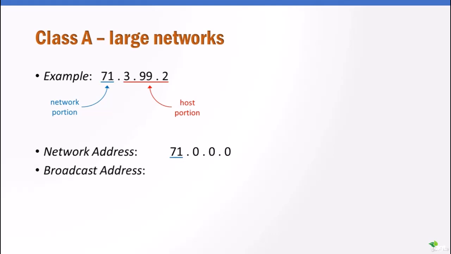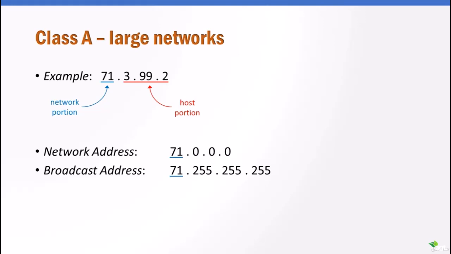Now, how do we determine the broadcast address? It's similar. So we also need to copy the network portion, which is 71. And then in the host portion, we're going to put all ones. Of course, this is in binary format. So when you convert 8 ones to a decimal format, you're going to get 255. So we're going to have 71.255.255.255.